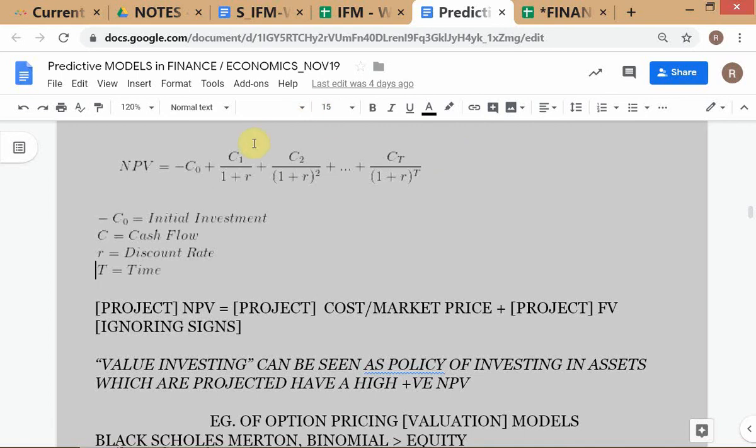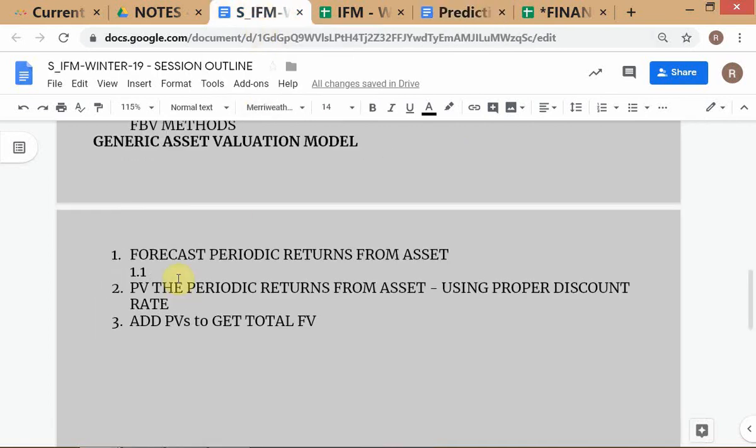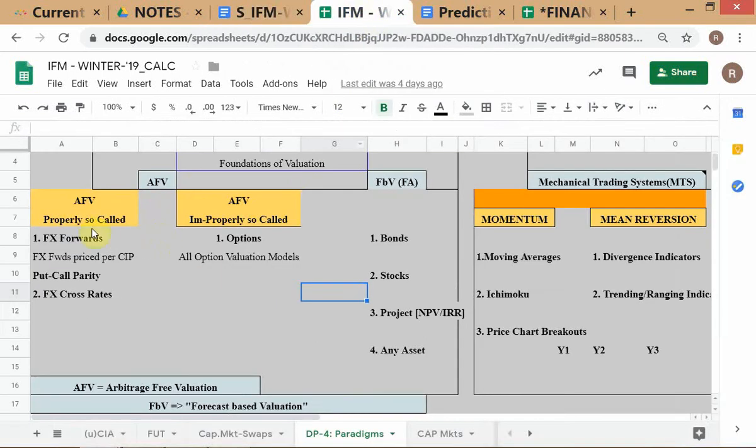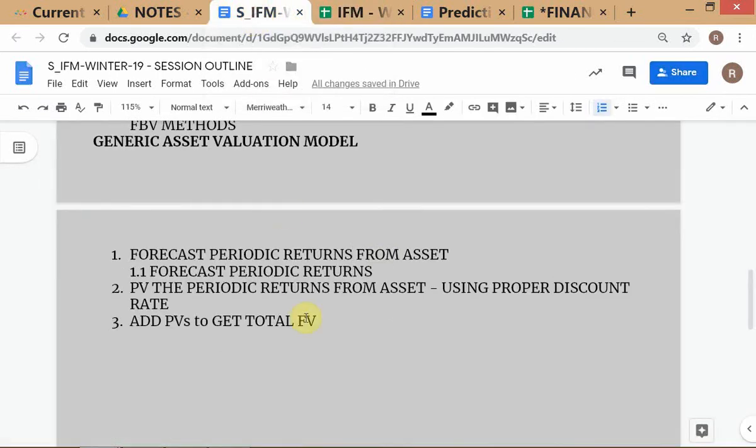Now I'm saying that let's introduce a little twist to the forecast returns, which will make the model so generic that it can be applied even to option valuation models, because even option valuation models are essentially doing the same thing along with the synthetic equivalent principle, but we make the model more generic.